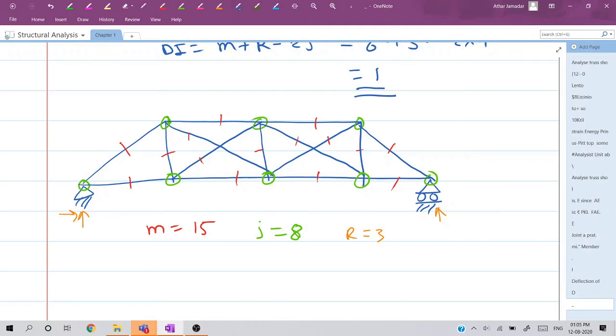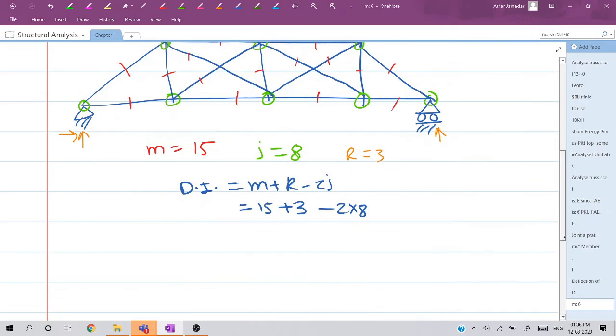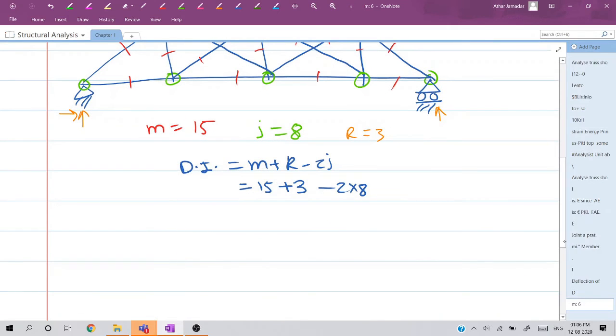So we are having the formula for DI, which is equal to m plus r minus 2j. So m is 15 plus r is 3 minus 2 into 8. Okay, so 18 minus 16, it is going to be 2. For this case, degree of indeterminacy is equal to 2.